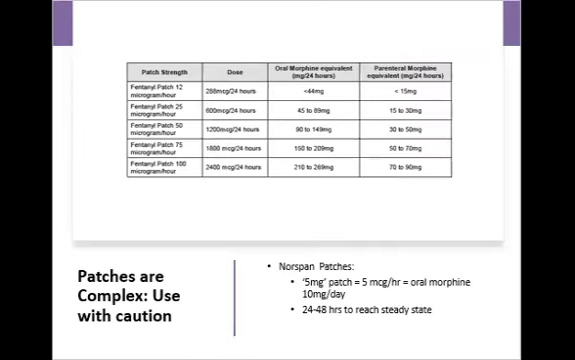A note on patches, though. Patches are indicated only for stable pain and are difficult to titrate in a timely manner if your resident's pain is changing. It is also a common source of calculation error when rotation of route occurs. As you can see, a 12 microgram fentanyl patch equates to up to 44 milligrams of oral morphine, which is not a small dose for somebody who may be opiate naive.